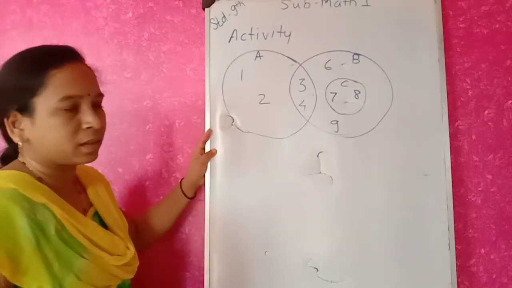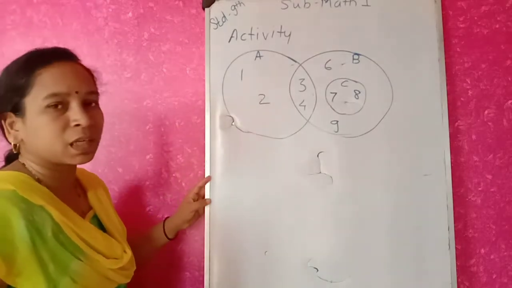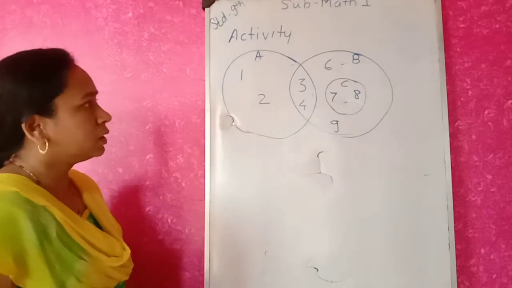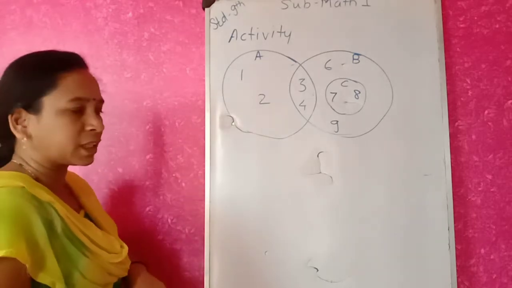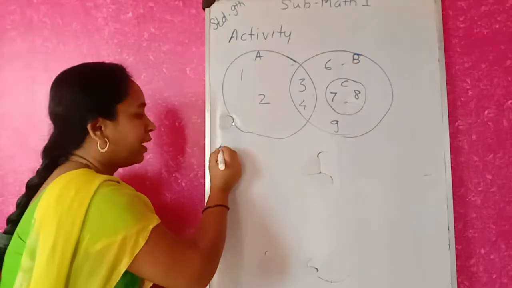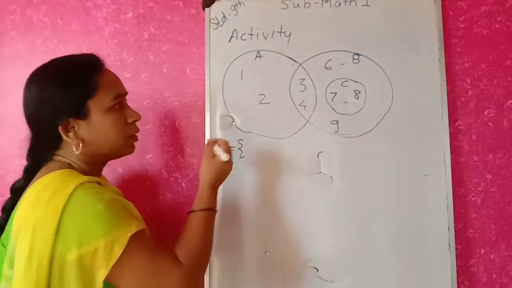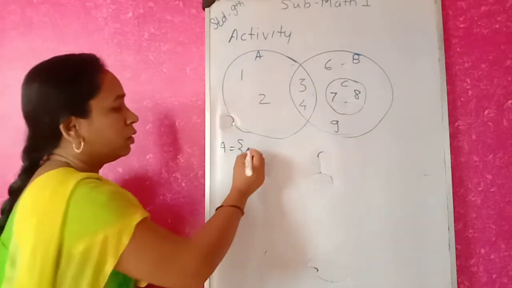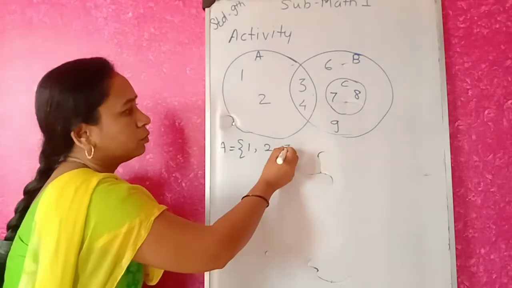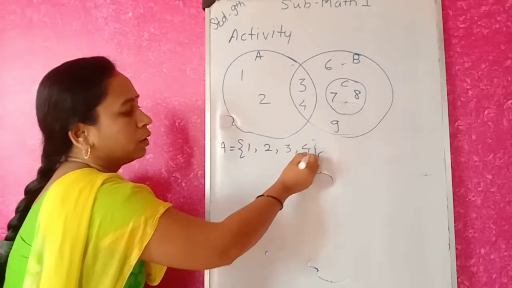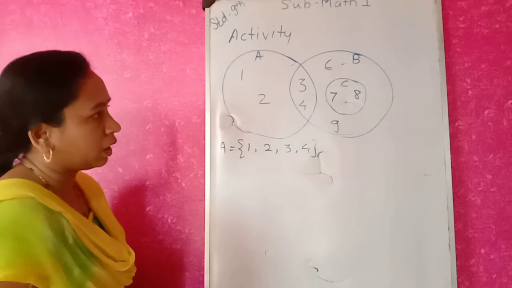Here we will see one activity which will help you to understand all operations on a set. Now we'll start from set A. What are the elements of set A? Here 1, 2, 3 and 4. These are the elements of set A.